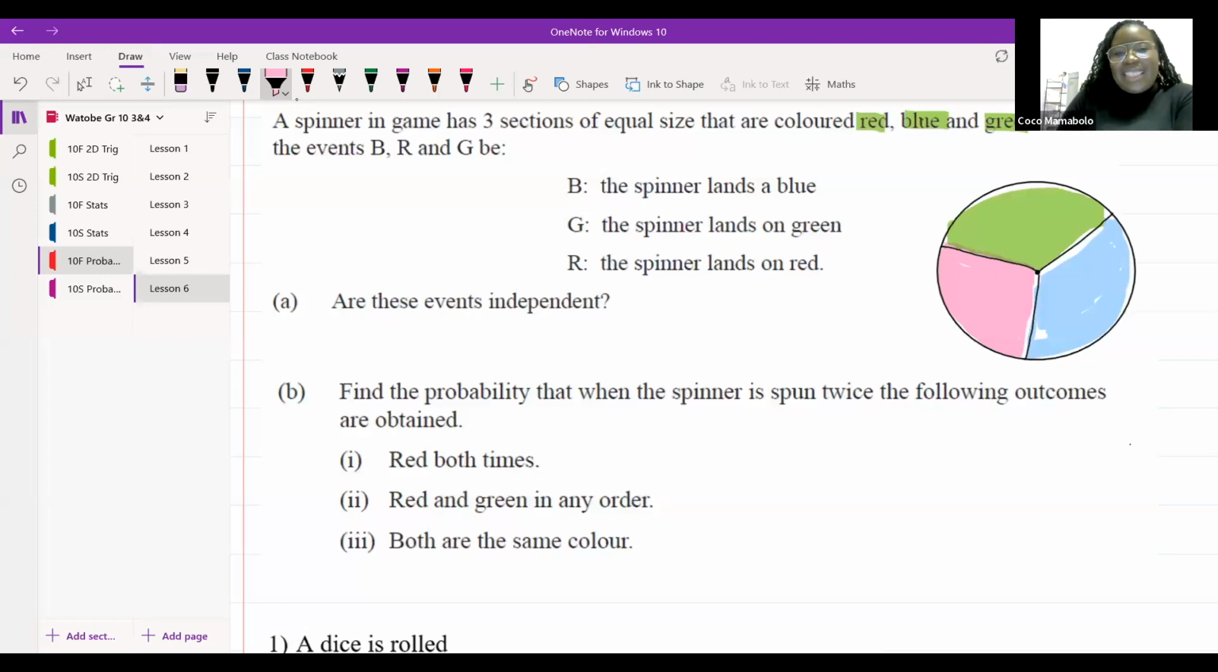Okay, now it says we're going to name each of the events. We're going to name the green part G, the red part R, and the blue part blue. Now, here's my question. Are these events independent? Yes or no? Are they independent?